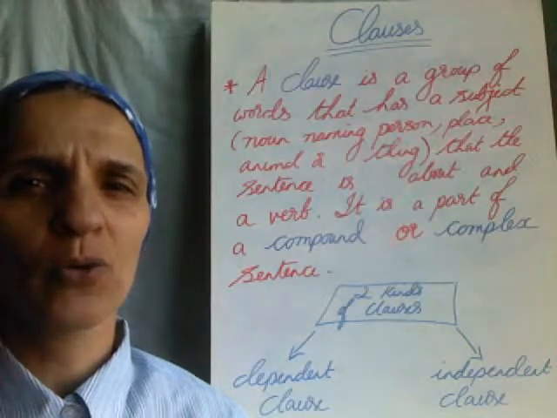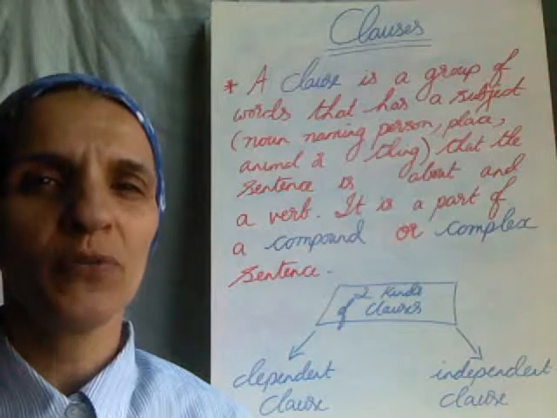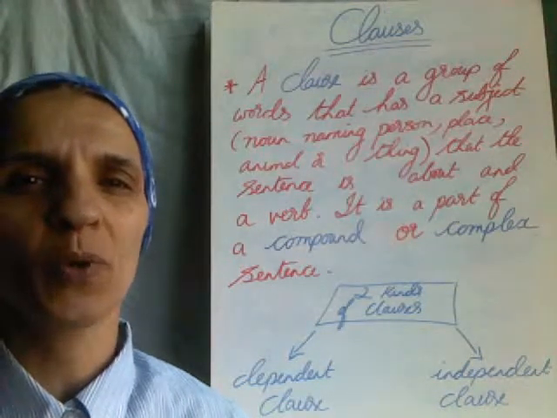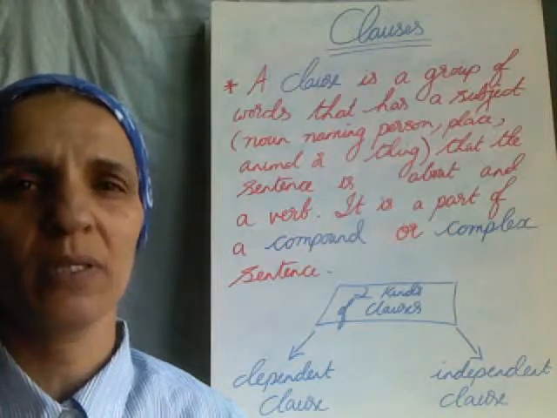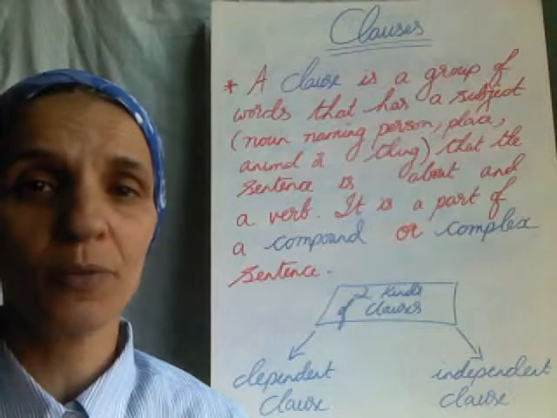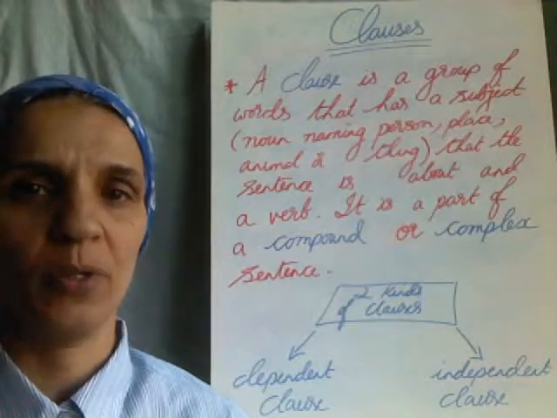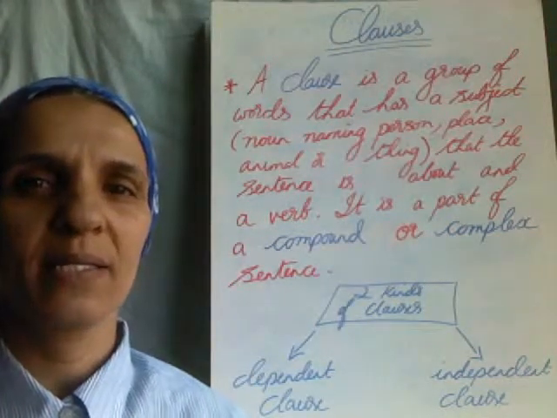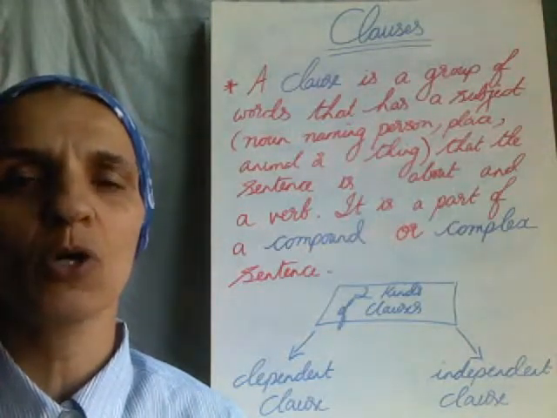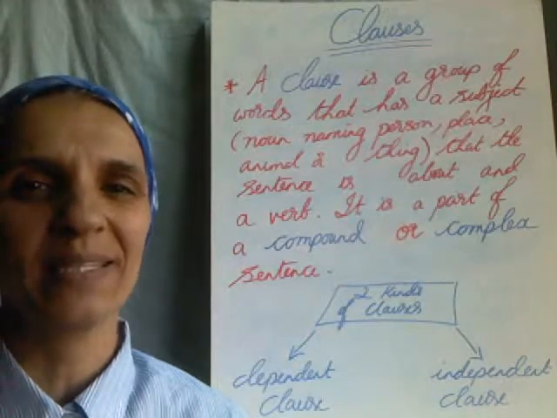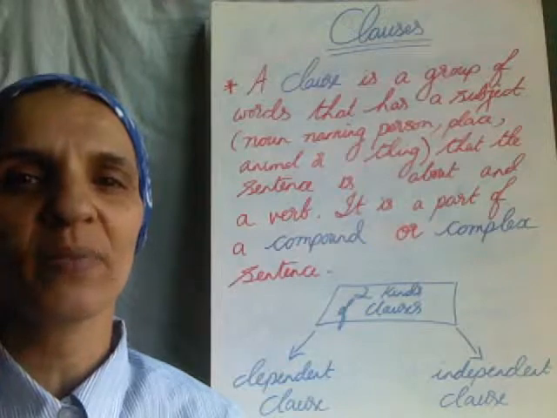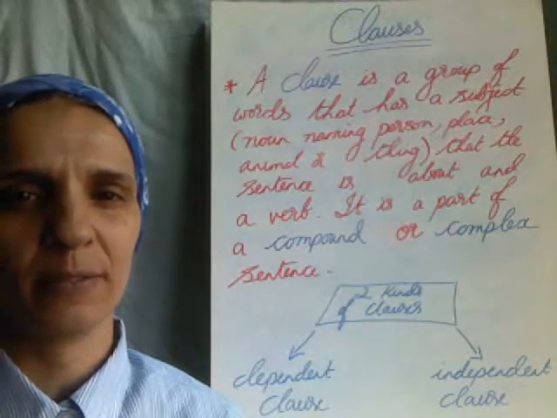Okay, a clause is a group of words that has a subject, which is who or what the sentence is about. It can be a person, a place, an animal, or anything. It's a noun, and it has a verb as well. So a clause has a subject and a verb, an action word. Okay, and it is only part of a complete sentence. It could be part of a compound sentence or part of something called a complex sentence.